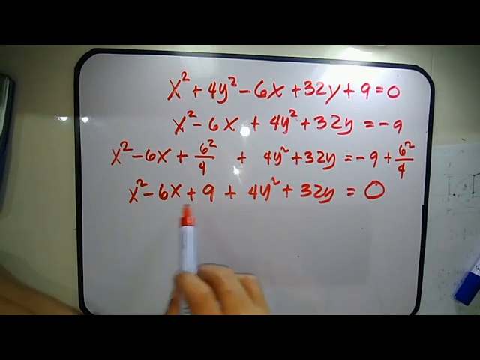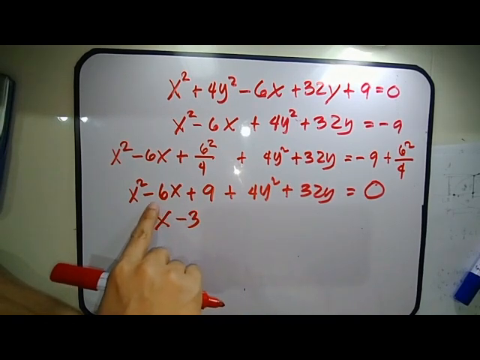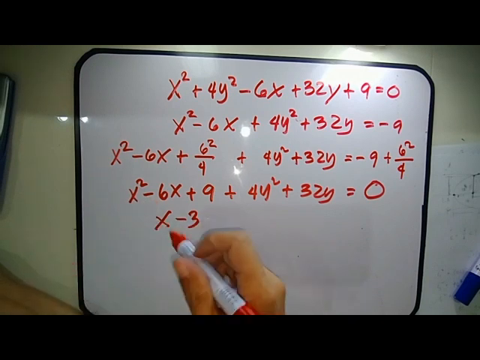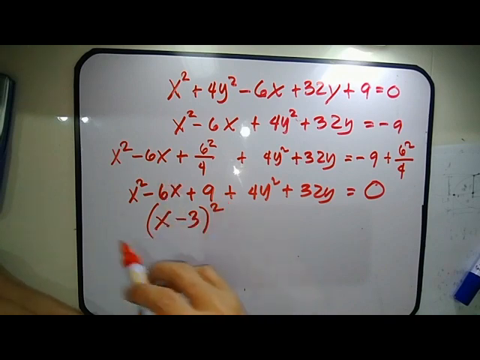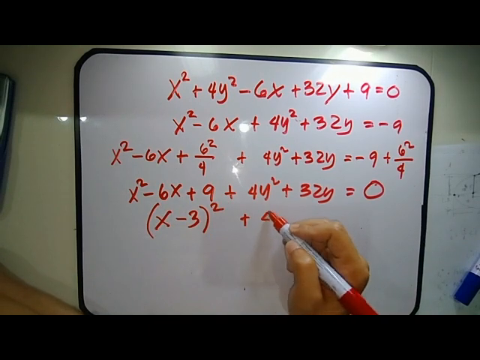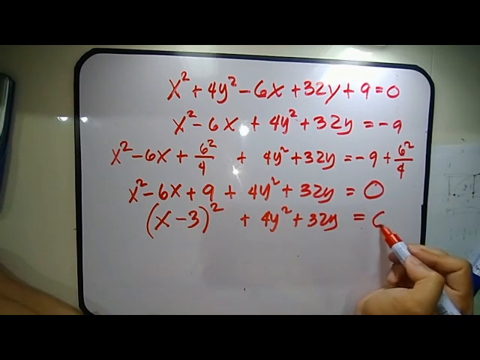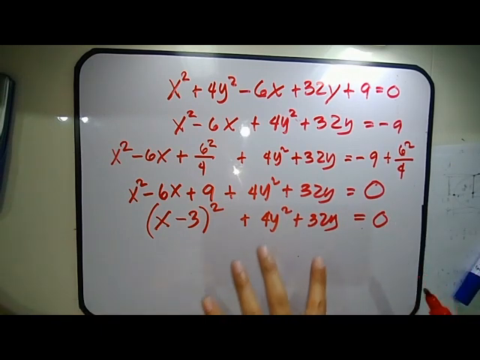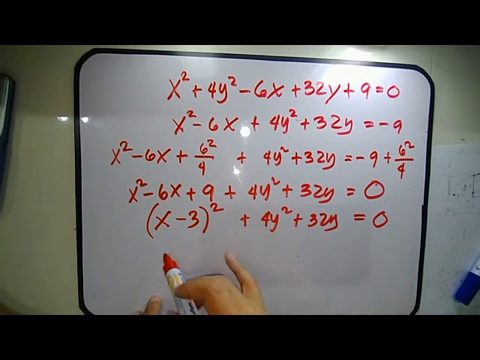So here it is a complete square already, guys. You have (x minus 3) squared. Minus, because your first degree term is negative. So when we expand, we are back to the original: plus 4y squared plus 32y equals 0. Then here we will focus on the y, so this is what we will complete next.